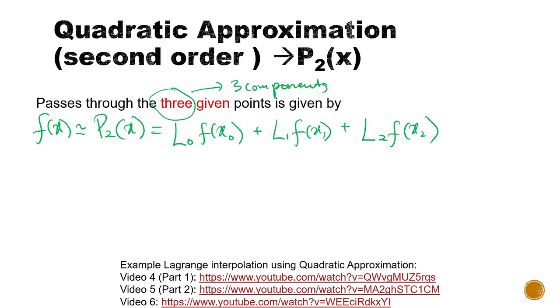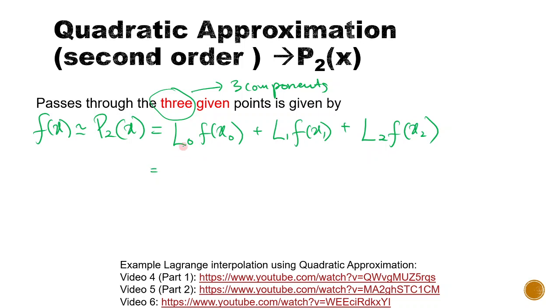Okay, so the difference over here is only the number of components. 3 points, 3 components, 2 points, 2 components. And the other difference is at the L part. The L part also becomes a little bit changed, but it is still the same method.